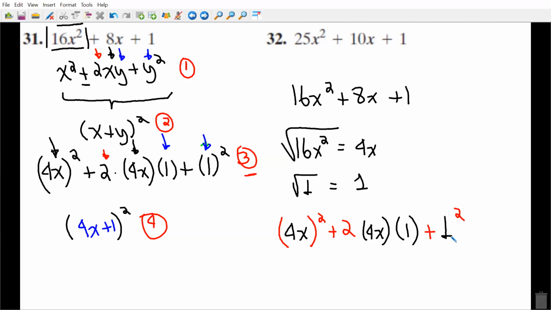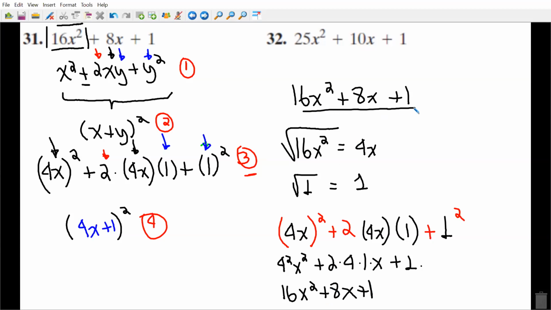Oh, I understand. So 4 squared x squared plus 2 times 4 times 1 times x plus 1. 4 squared is 16, x squared, 2 times 4 is 8, times 1 is 8x, then plus 1. It's the same exercise you have here. Okay, yes, I understand now.